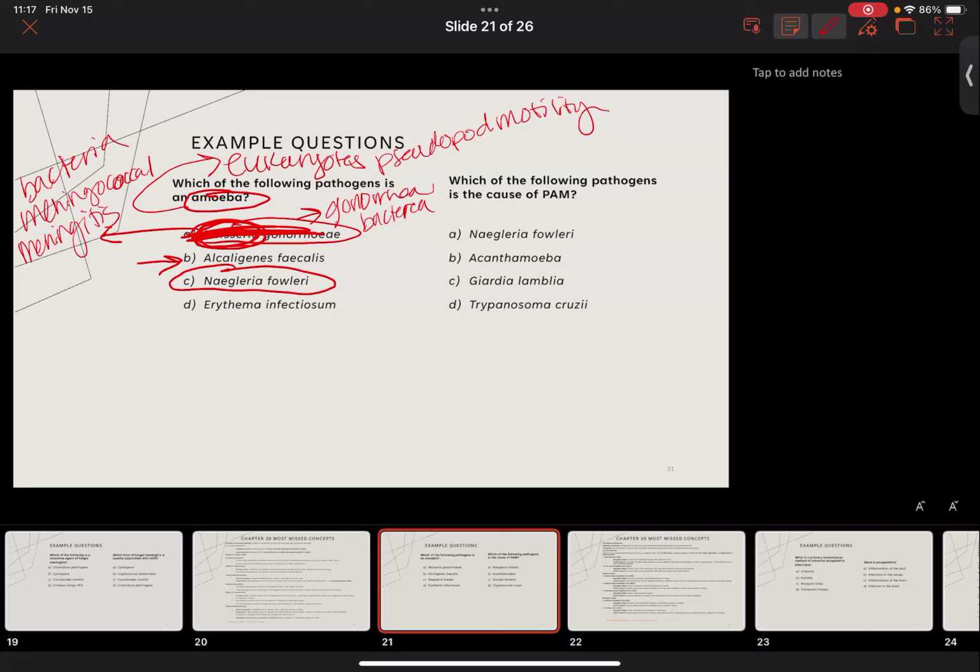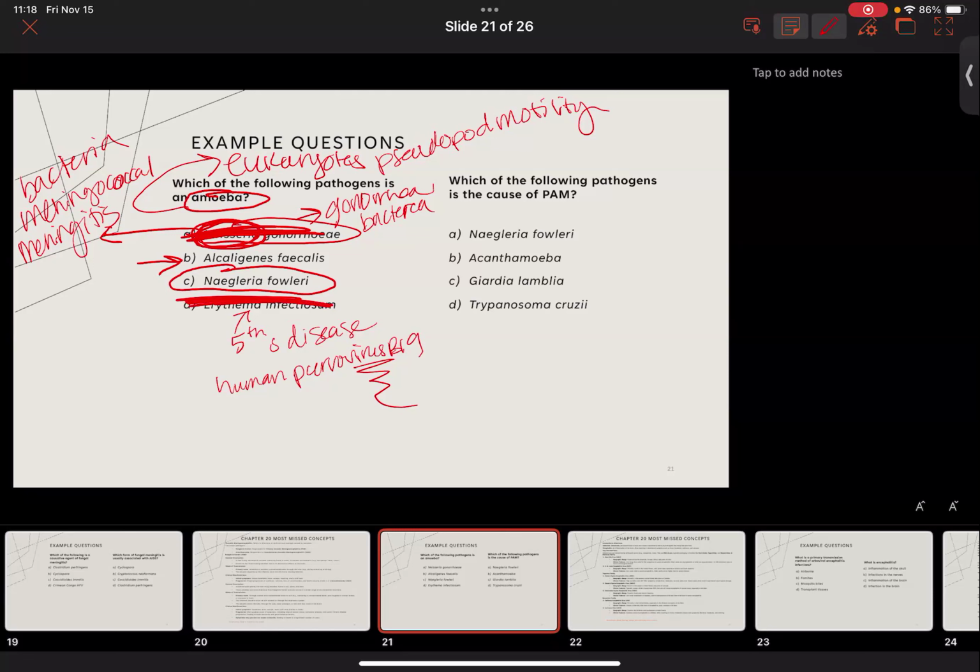But erythema infectiosum is referring to that disease of fifth disease, caused by human parvovirus B19, which last time I checked, a virus is a virus. So it's not this. So that leaves Alcaligenes faecalis.